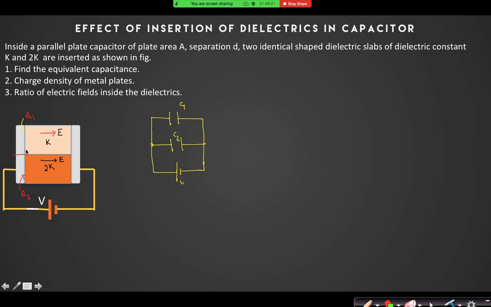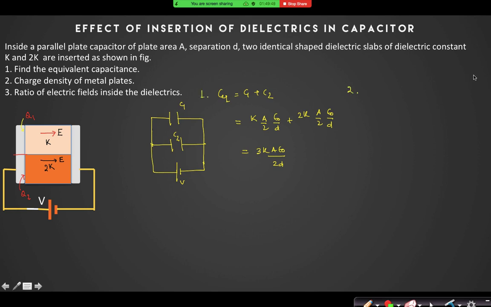So what is the equivalent capacitance? C1 plus C2. I can say it is K into A by 2 epsilon by D plus 2K into A by 2 epsilon by D. So your answer should be 3K into A epsilon by 2D. Is that correct? Yes, sir. No problem in that. First question.